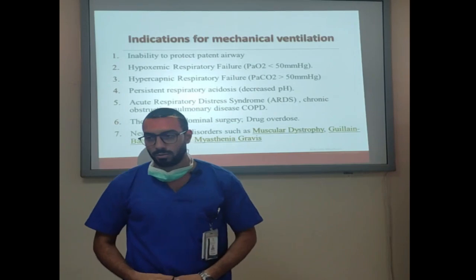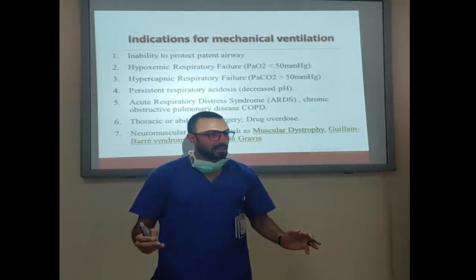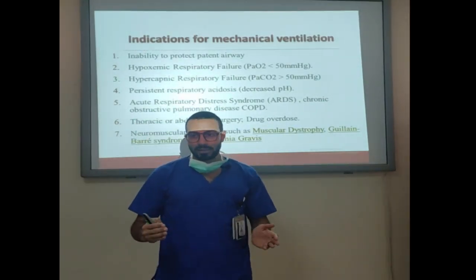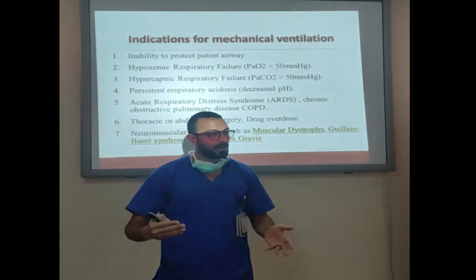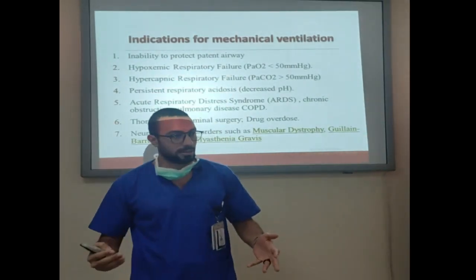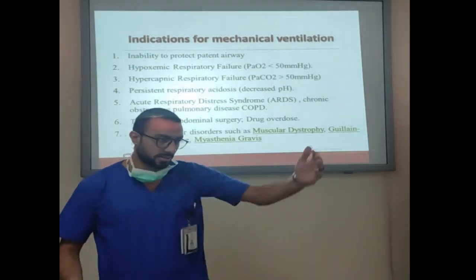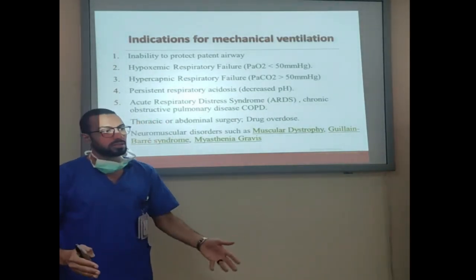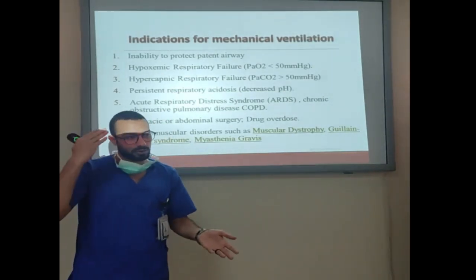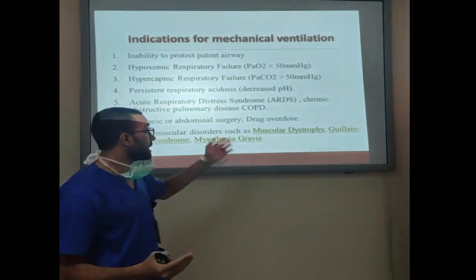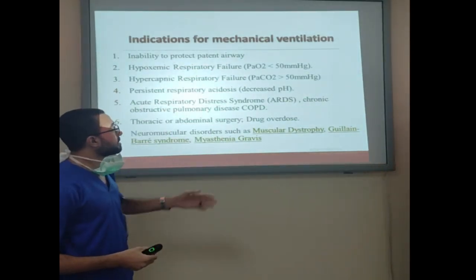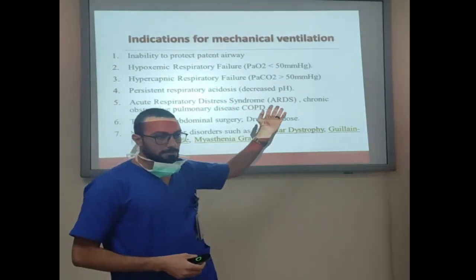We have one of the rules in the ICU: GCS below 8, intubate. If you have a Glasgow Coma Scale below 8, so 7 and down, you should intubate the patient, because with this kind of conscious level the patient cannot protect the airway. And then hypoxemic respiratory failure, okay?